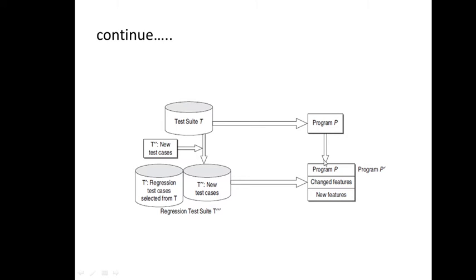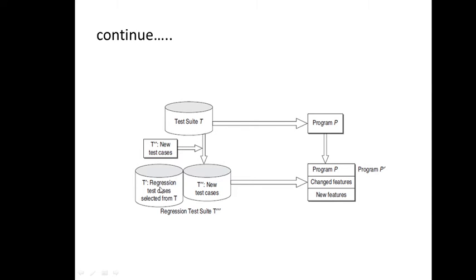Now we had made certain changes in this program, and we call it P'. So in the program P, either you have changed certain features, that is modification, or you might have added new features also. Anything that is changed in P, we are calling P'. Now we were testing P with T, but since the changes are made, we have to select T'.